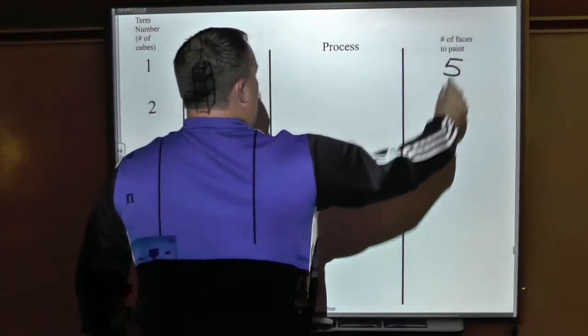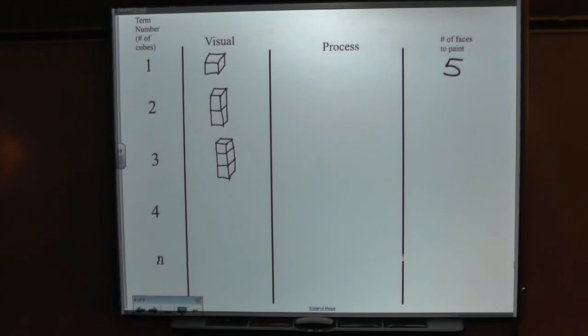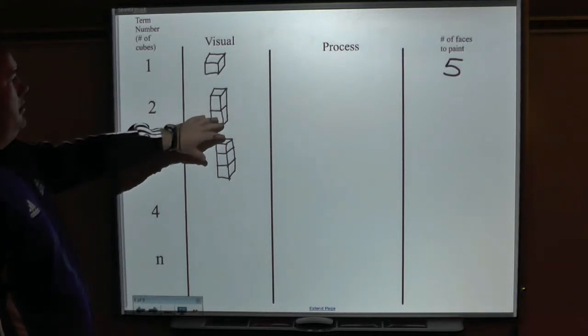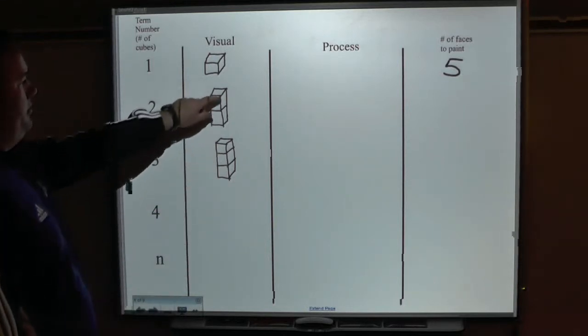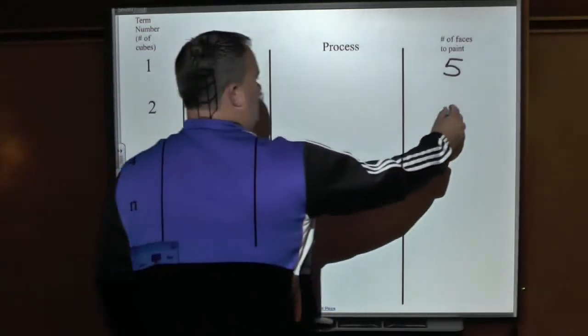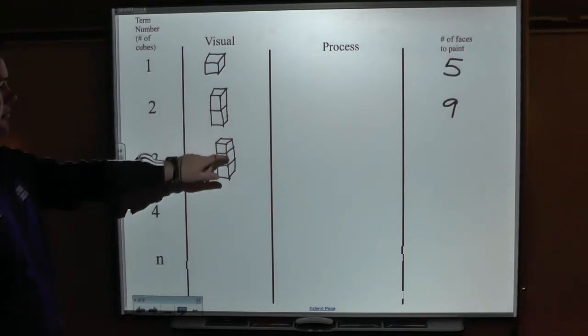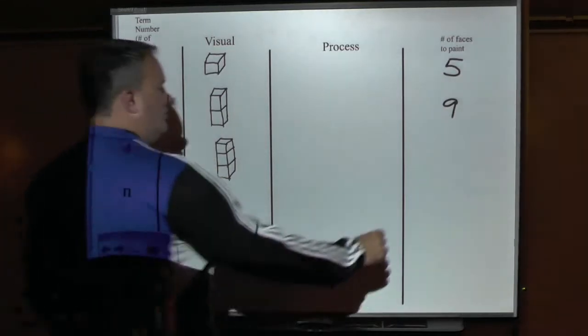So your dependent coordinate, the y-coordinate in this case, is 5. So if you plug in a 1, you should get a 5. For the second one, if you have 2 cubes stacked on top of each other, 1, 2, 3, 4, 5, 6, 7, 8, and then the top one, which is 9. So you get 9 faces to paint. Third one, 3 cubes. 1, 2, 3, 4, 5, 6, 7, 8, 9, 10, 11, 12, 13.